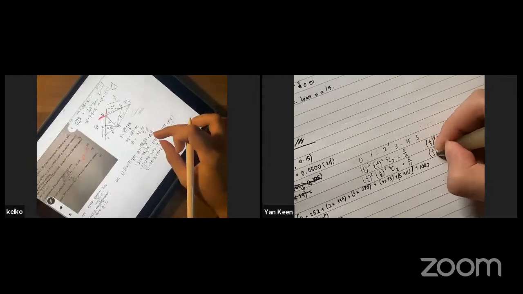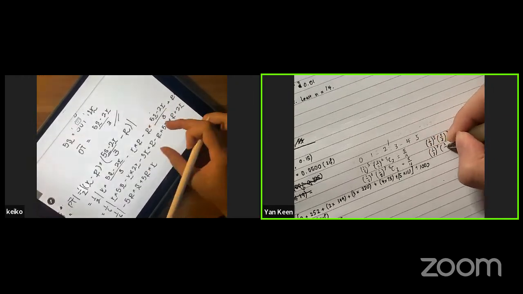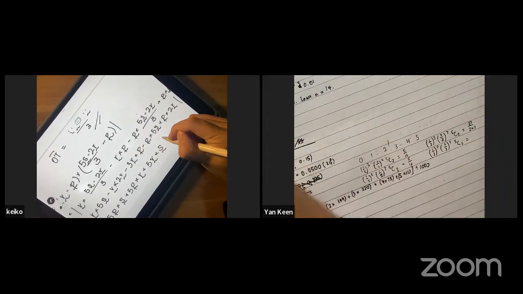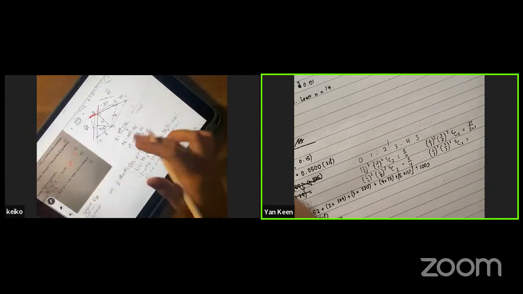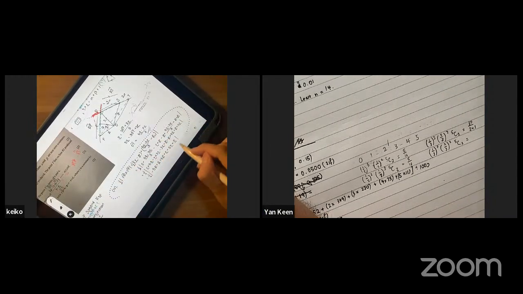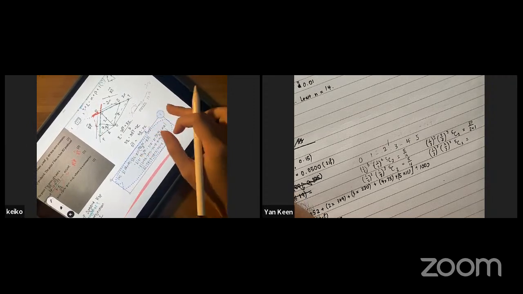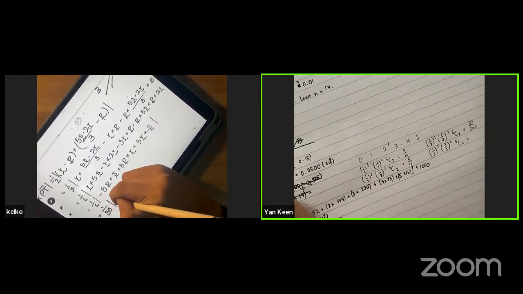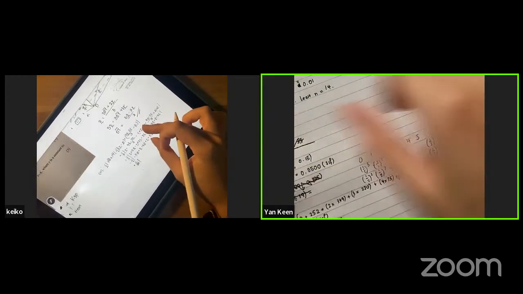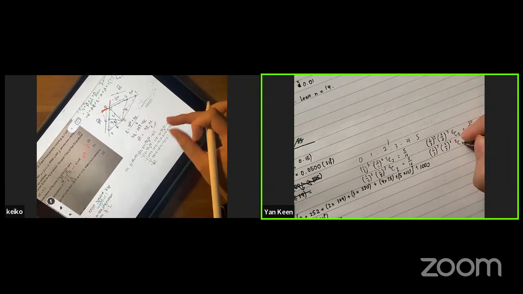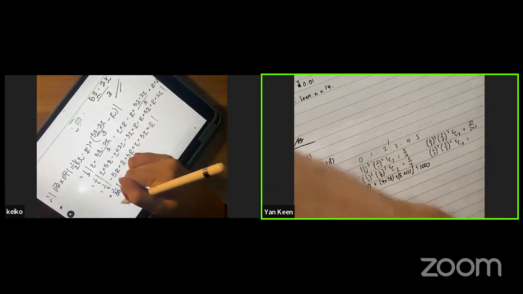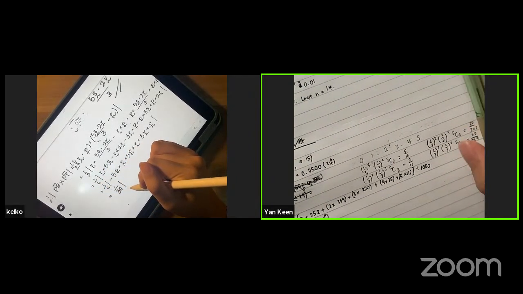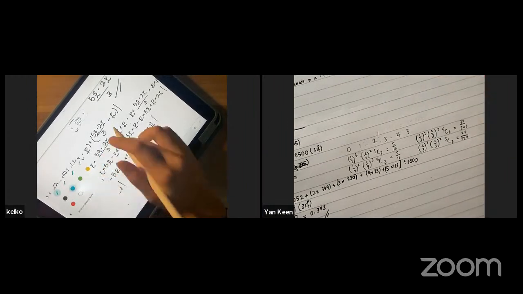Then next is 1/3 power 3, 2/3 power 2, which is obviously not the same. 5C3 is the same. 1/3 cubed is 1/27, 2/3 squared is 4/9, so that's 40 over 729. Now, obviously, this is not a convenient comparison to the other one.